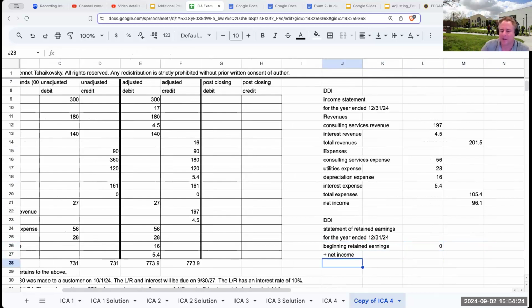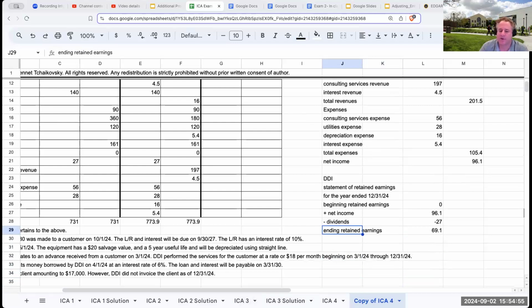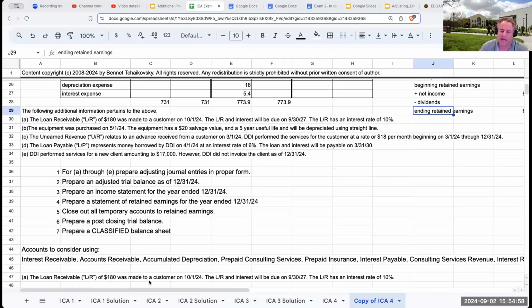We're adding our net income. Do you have to put a plus there? No, I do it so you know to add it. Less our dividends, which are 27. So our ending retained earnings is my beginning plus my net income minus my dividends, which is equal to 69.1.